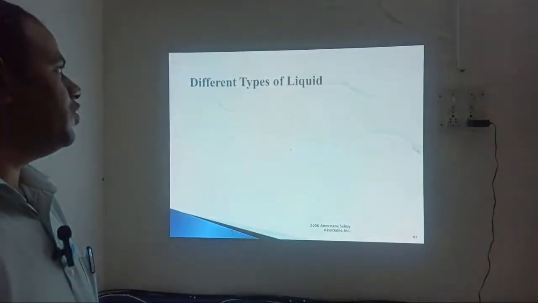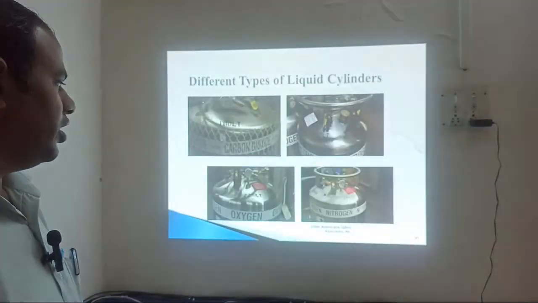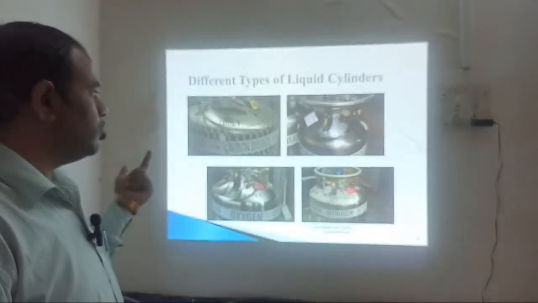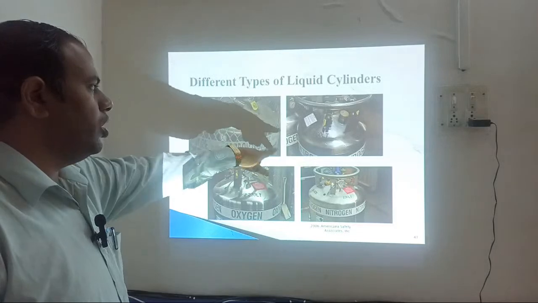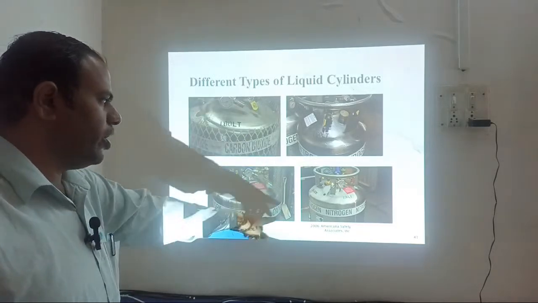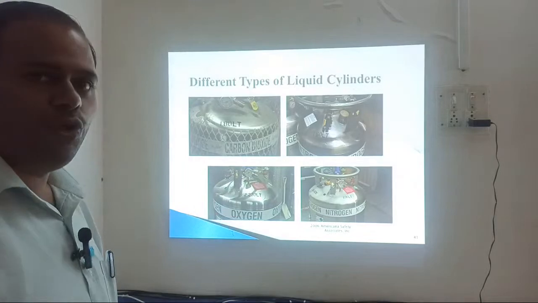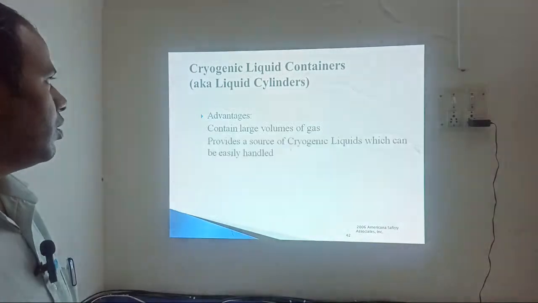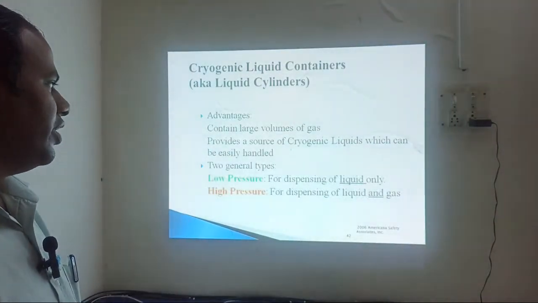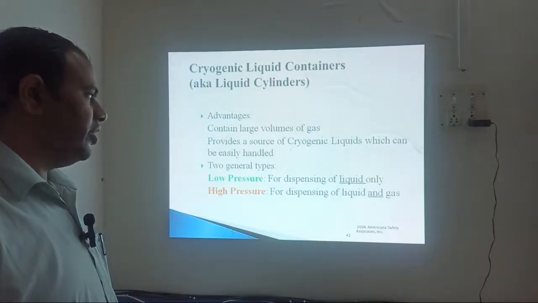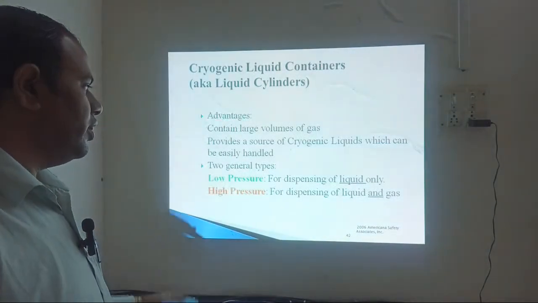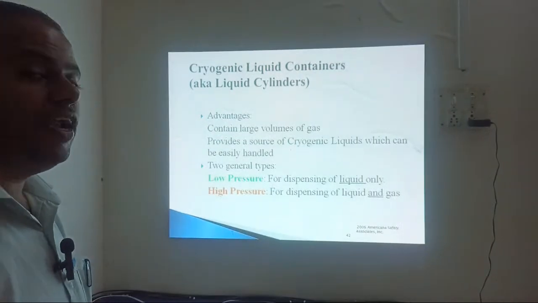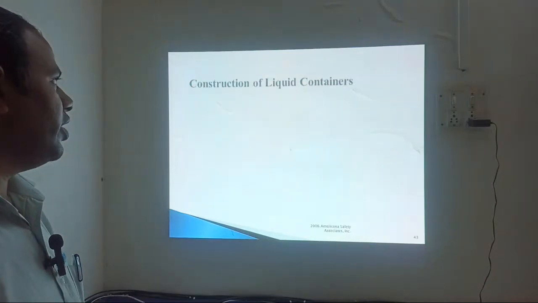So, different types of liquid nitrogen cylinders. These are the different containers shown here. You can store carbon dioxide, nitrogen dioxide, oxygen and nitrogen also. Such containers are built to store all these kinds of materials. These are also called liquid cylinders. Low pressure liquid cylinders are there for dispensing liquid only. Then liquid and gas high pressure cylinders are also there. Different kinds of cylinders are available, and different kinds of security are provided in them.